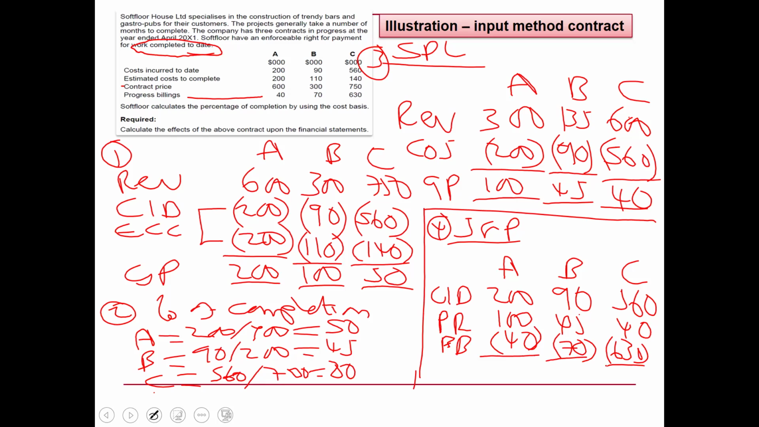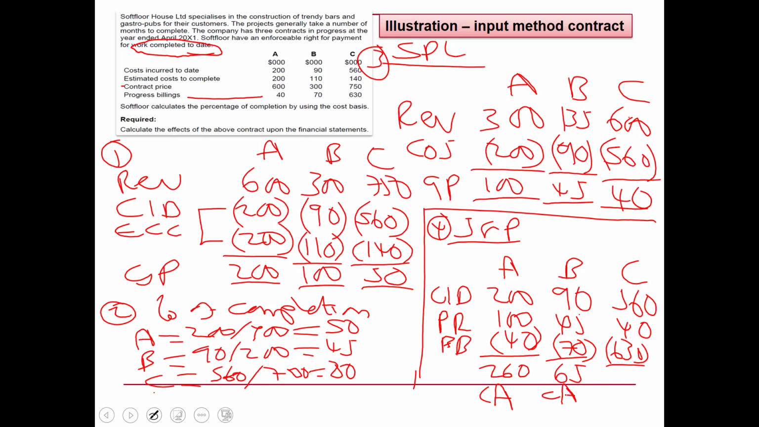So if we were entitled to 200 plus 100, which is 300, and we've already received 40, it means the customer now owes us 260, which makes it a current asset. So we're going to recognize a contract asset of 260, or a contract receivable of 260. For B, we're entitled to 90 for the cost we've incurred plus 45, which is the profit we've made. We have received 70 so far, which means we are owed 65, which is also a contract asset.